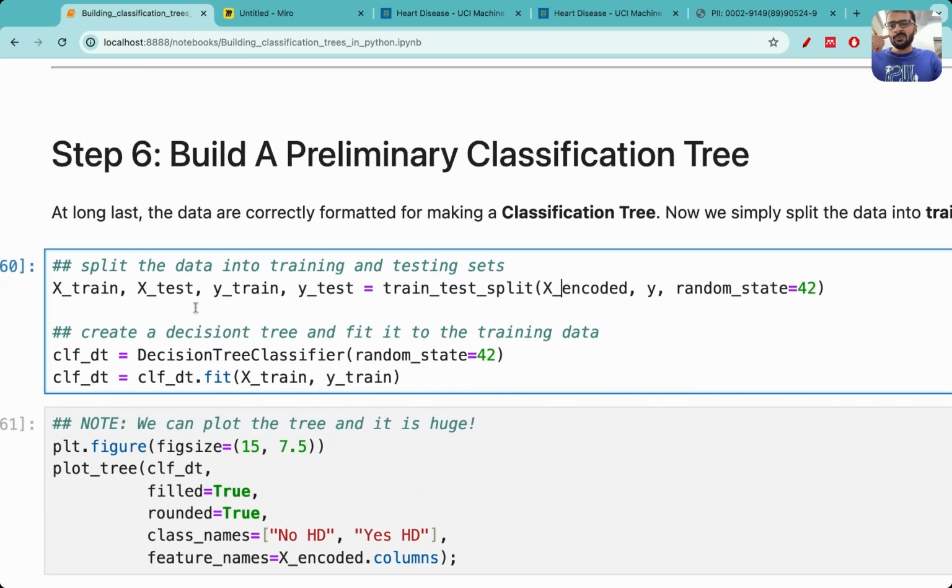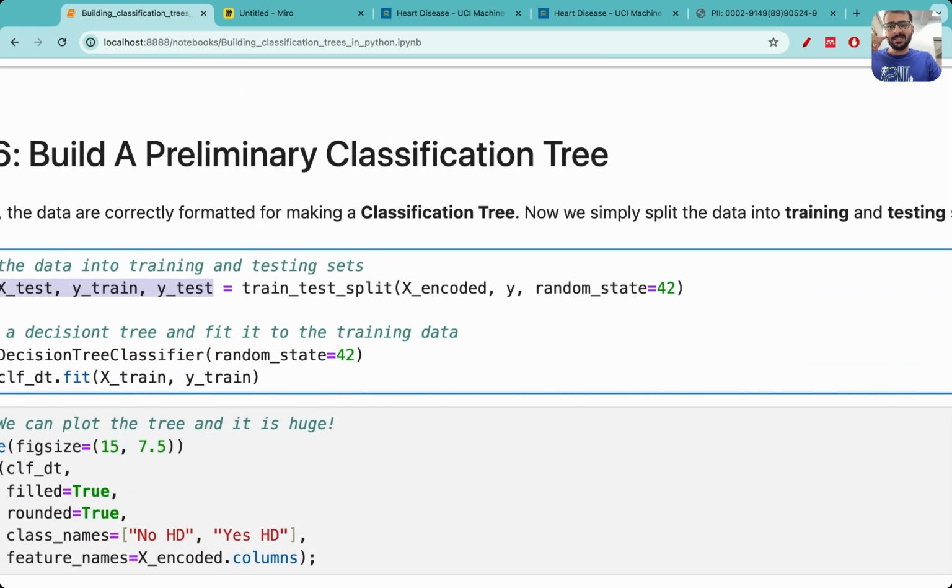Okay, so the first thing which we are doing is X_train, X_test, y_train, y_test equals train_test_split of X_encoded, which is from the data. It will split into the training and the testing parts, and we are using a random state of 42. This random state will ensure that the code which I am showing you right now will run the same way on your machine. The initializations, etc., will all be the same.